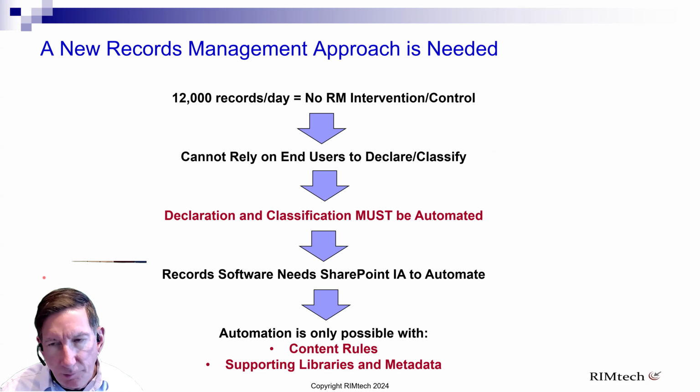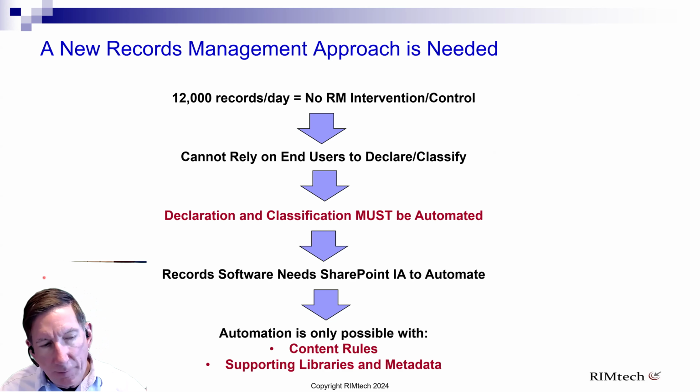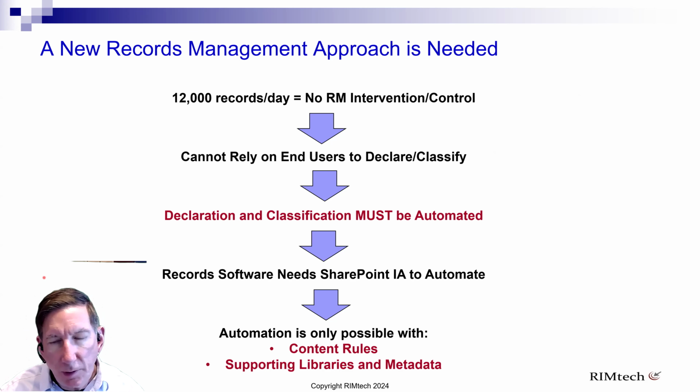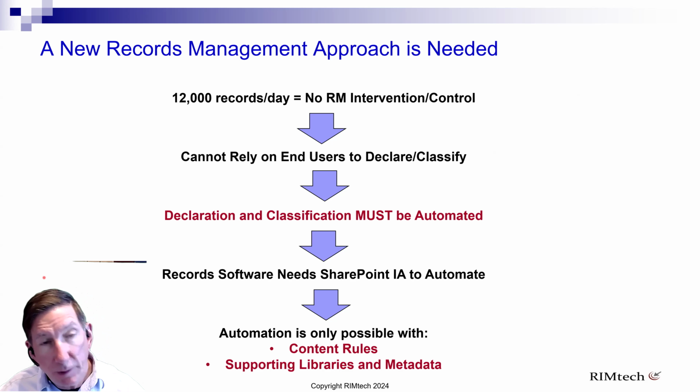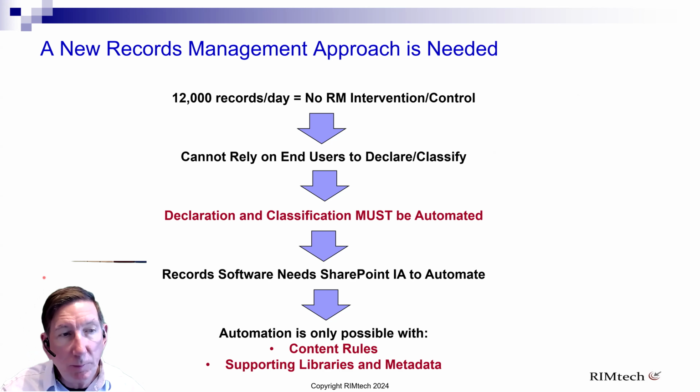And that automation is done in either one of these 5 software products with two things. Content rules, which say, for this content, apply this retention rule, and with supporting libraries and metadata so that it can make the right choices as to which retention rule to apply to which content.